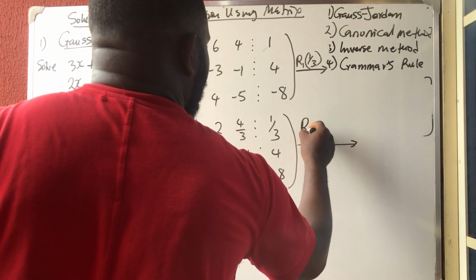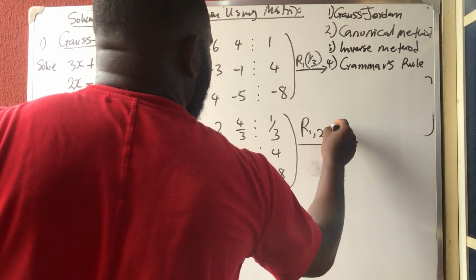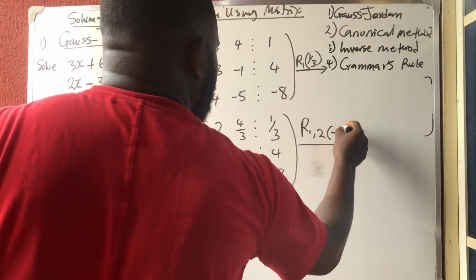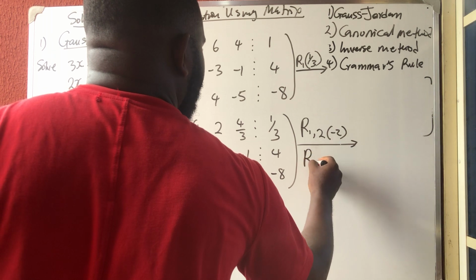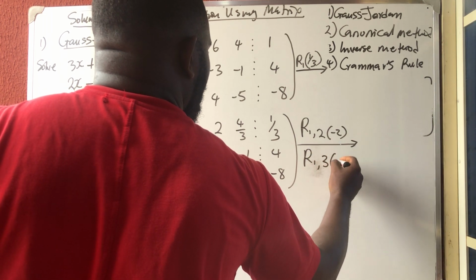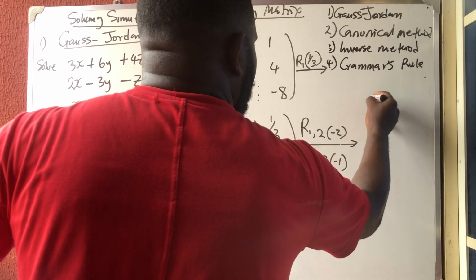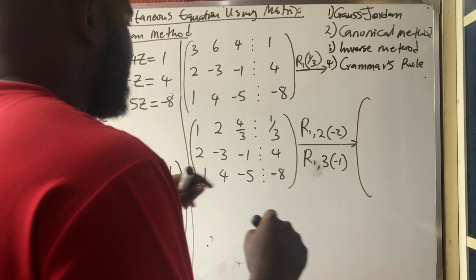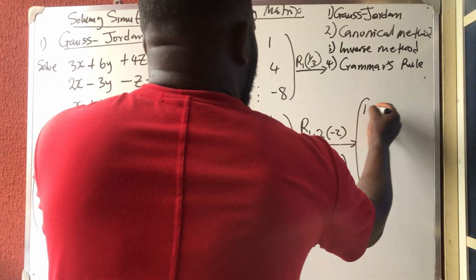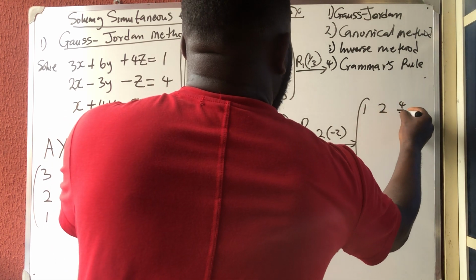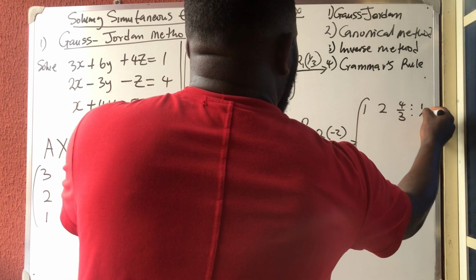In row 1, we are adding it to row 2, but before then, we multiply it by minus 2. But in row 1, we are adding it to row 3, but before then, we will multiply it by minus 1. So the answer we are going to get is: row 1 remains the same, 1, 2, 4 over 3, dot, dot, dot, 1 over 3.